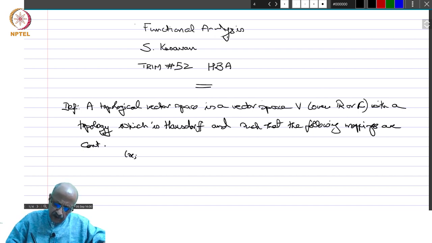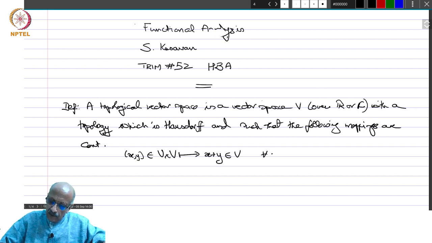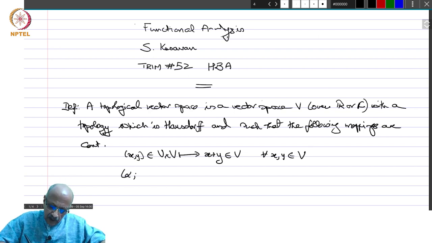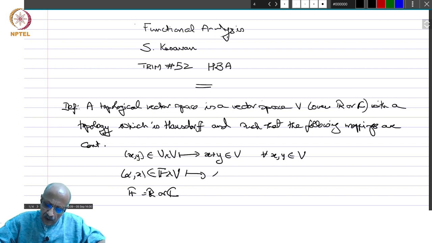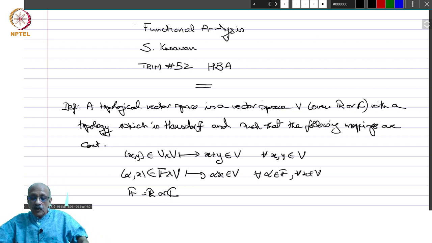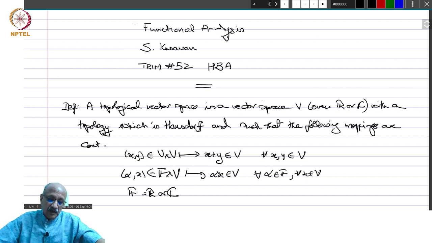So, (x, y) in V cross V maps to x plus y in V, for all x, y in V. So, this is vector addition. (alpha, x) in F cross V, so F equals R or C, maps to alpha x in V, for every alpha in F, for every x in V. This is scalar multiplication. So, we need that these two mappings are continuous.